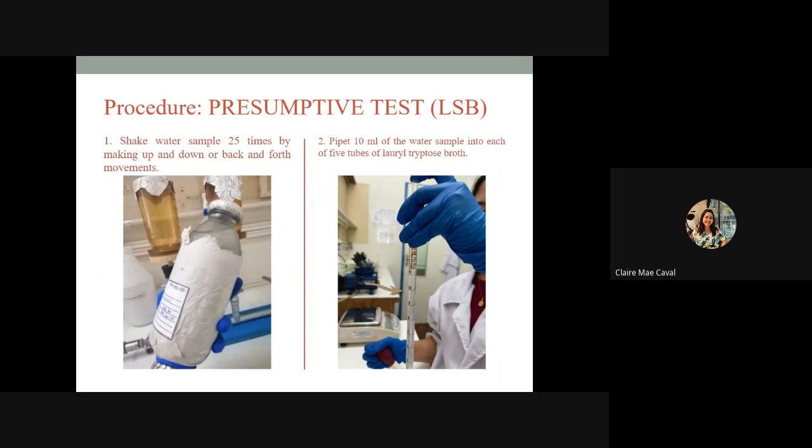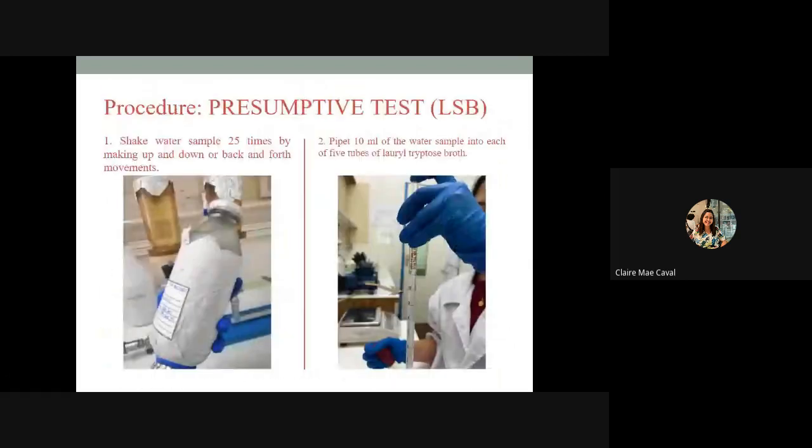So if you are asking how much is the volume of the lauryl tryptose broth, again, I already discussed this in my pre-recorded lecture about culture media preparation. There is a tabulation on the specific preparation of lauryl sulfate broth in a non-potable water and potable water. So, nandun yung specific concentration as well as the volume in the preparation. So, you pipette 10 ml of the water sample into each of the 5 tubes of LTB or LSB.